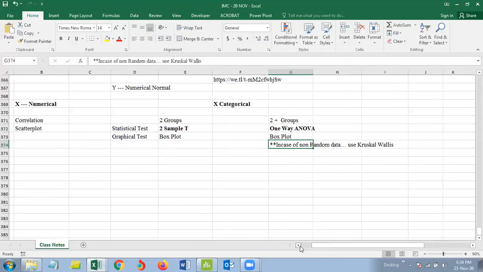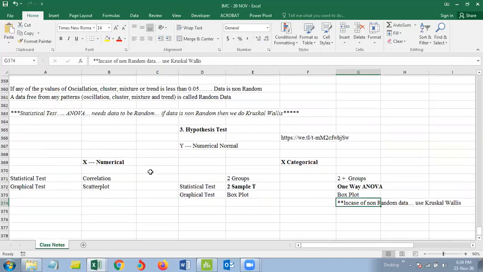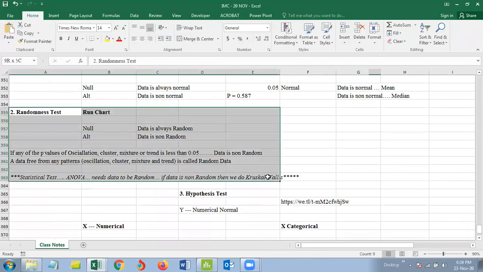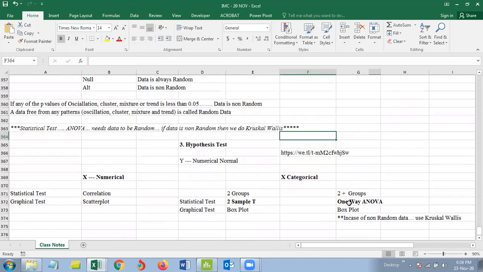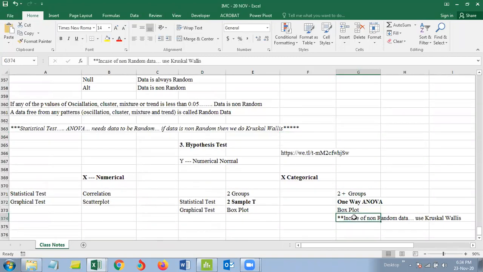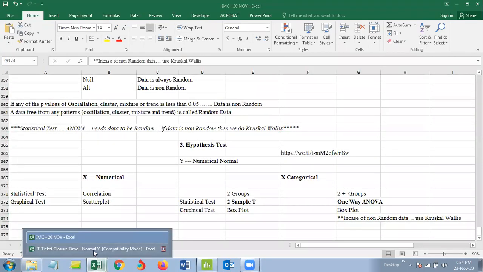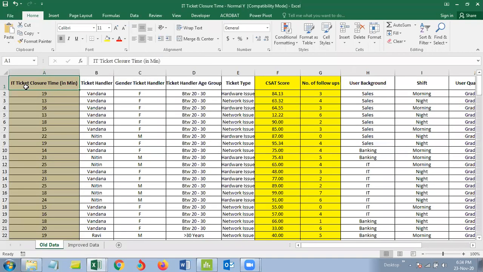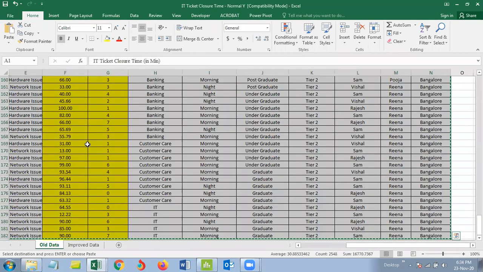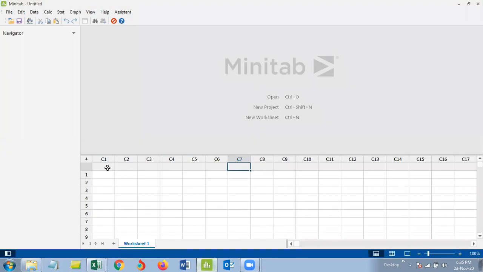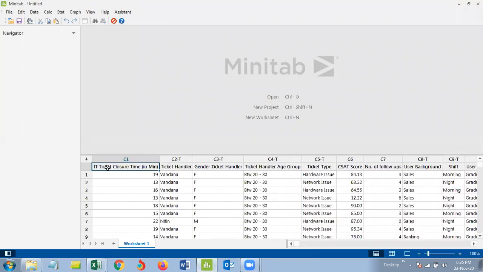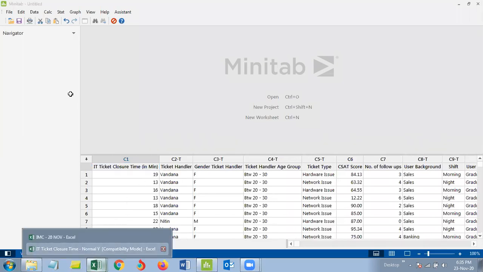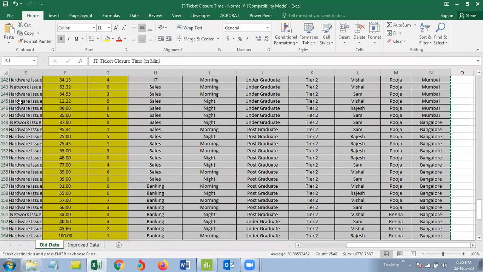And how do we get to know about random or non-random? We run the run chart test, which helps us understand if the data is random or non-random. In case your data is non-random, instead of ANOVA, you will be using Kruskal-Wallis. I'll copy paste the same data to show you how we do this test. Because my data is random for more than two groups, I will be using one-way ANOVA.